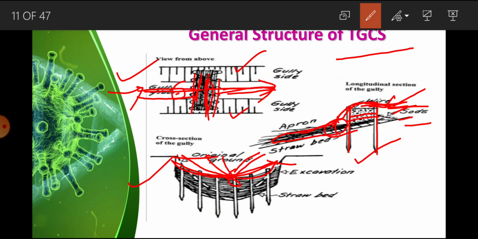And because the runoff will flow from the center, there will not be any chance of further damage from the sides. So these are a few common parameters of temporary gully control structures.